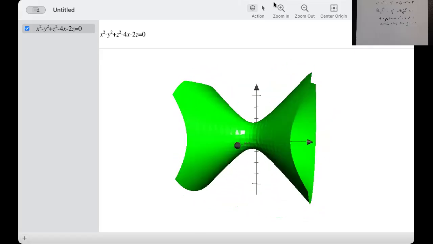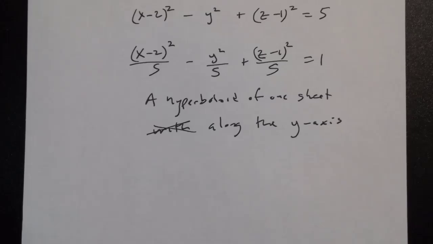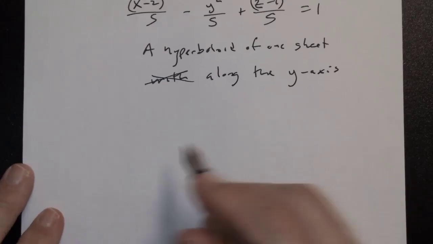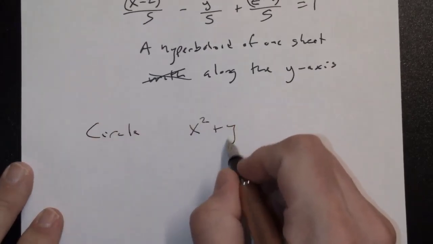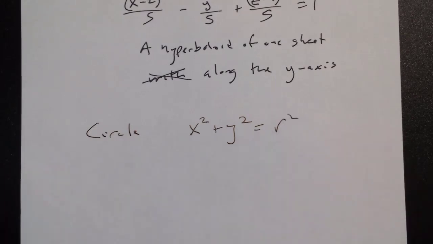Okay. Why does it have to equal 1? Technically, it doesn't. But let's go back to the equation for a circle. In a circle, we have x squared plus y squared equals r squared. Yes?